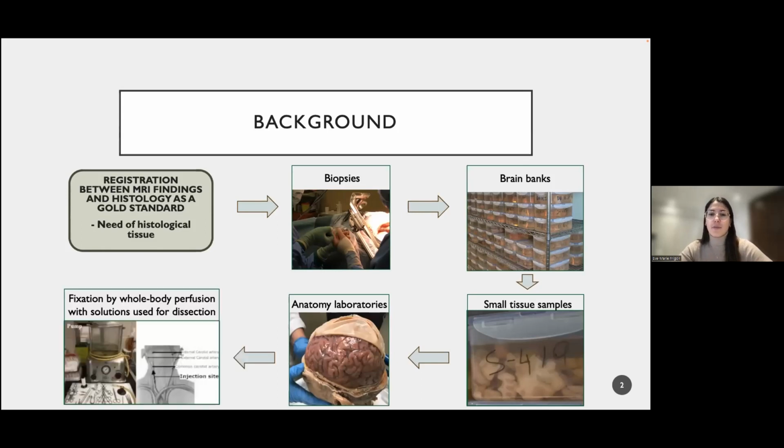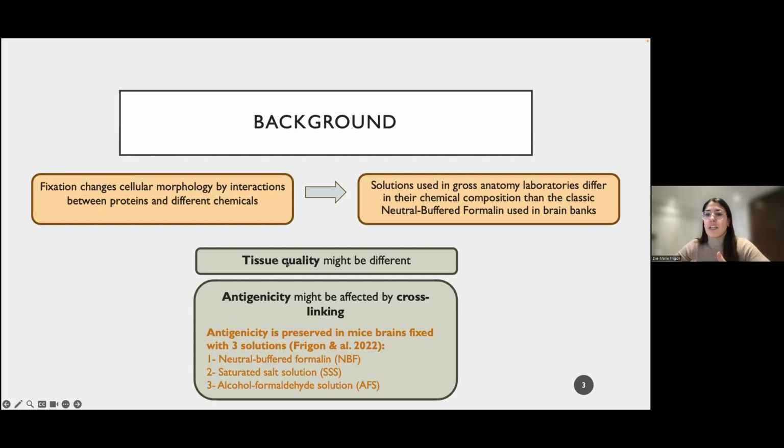However, these brains are fixed through whole body perfusion with chemical solutions that are used for body dissection. These different chemicals may change the cellular morphology by interacting with different proteins, since the solutions used in gross anatomy labs differ in their chemical composition from the classic neutral buffered formalin that is used in brain banks. For modern neuroscientific research, we don't know if the cellular morphology, the tissue quality, or the antigenicity of the main brain cell populations could be preserved in these kinds of brains.